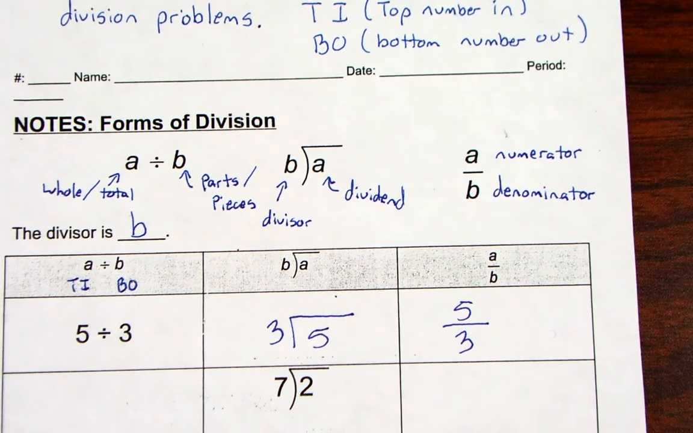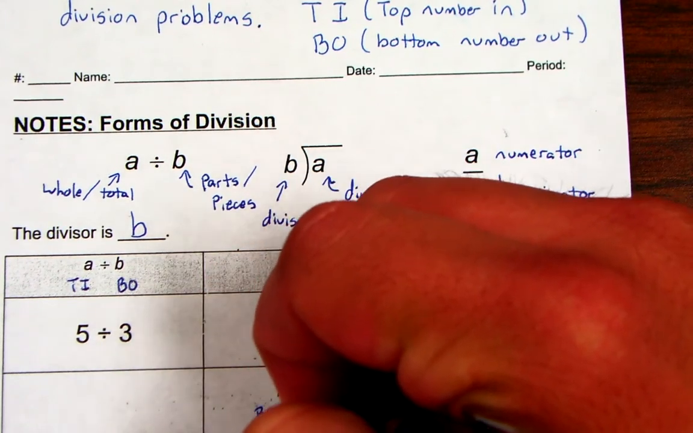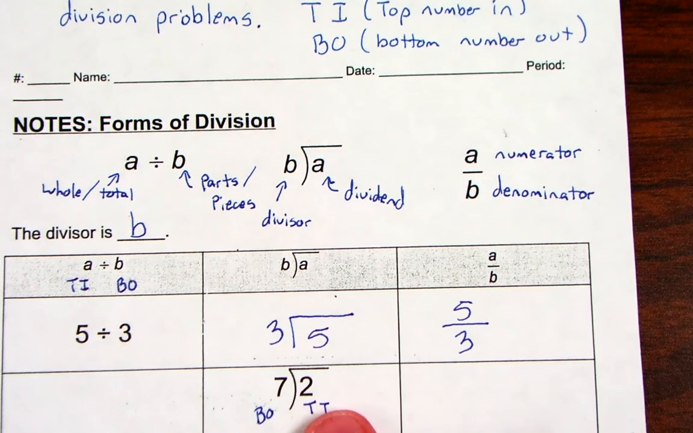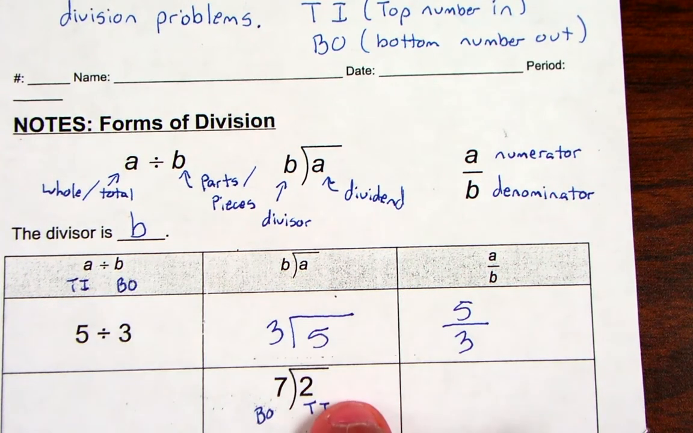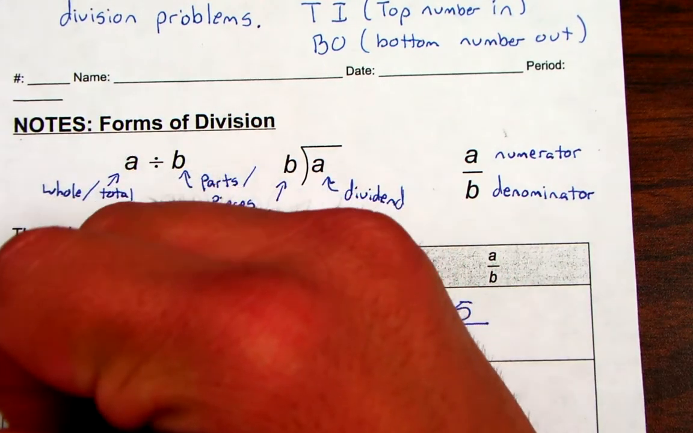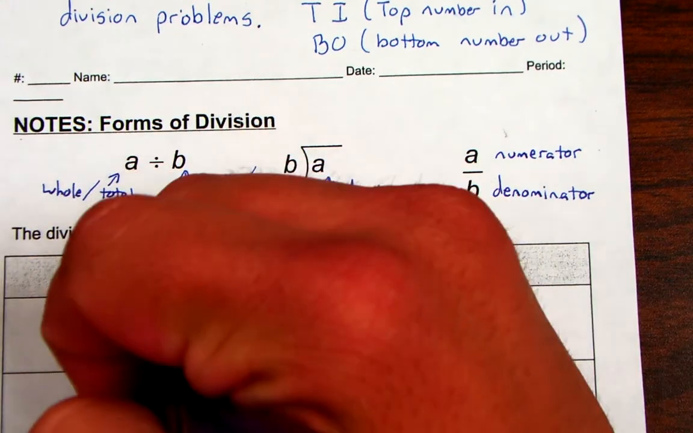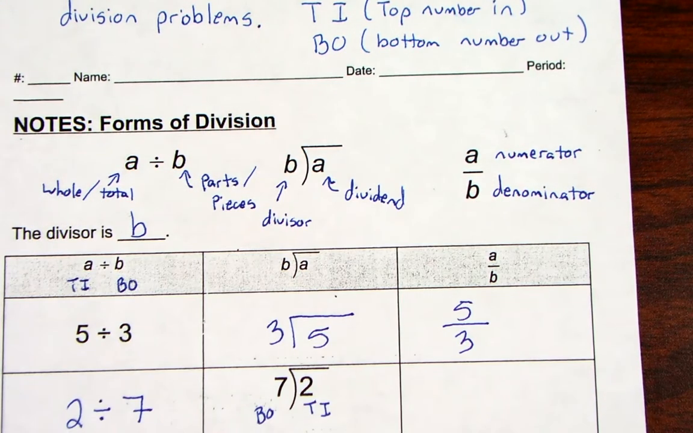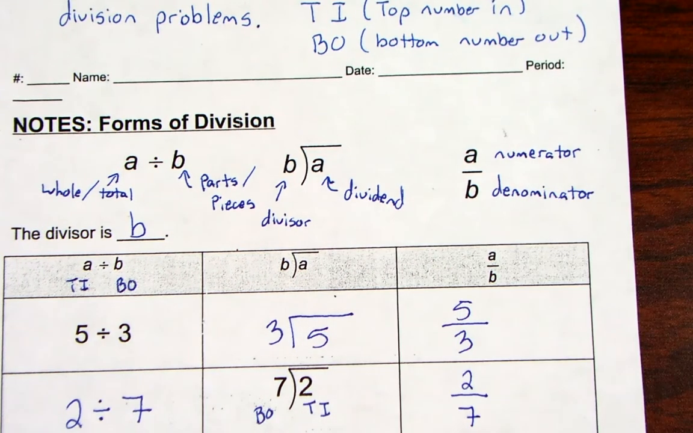Oh, now we got to work backwards. Let's see. Well, we know this is our Bo, and this is my Tai. So the top in, whenever we're doing it with the division sign, the Tai has to go first. So it's 2, the divide sign, and then your Bo, which is the 7. And now in fraction form, your Tai goes on top, your Bo goes on bottom. So there it is in fraction form.